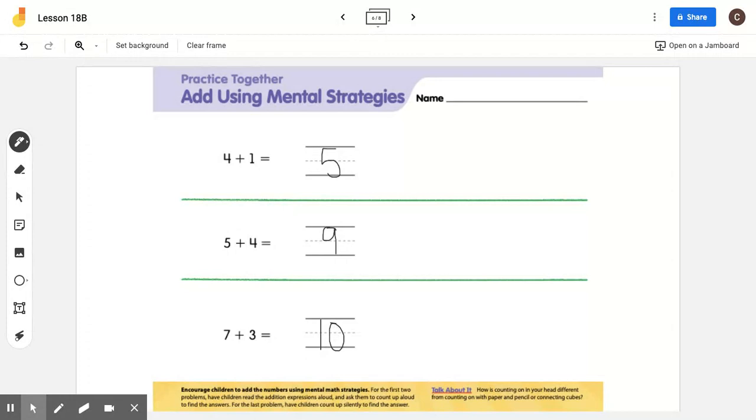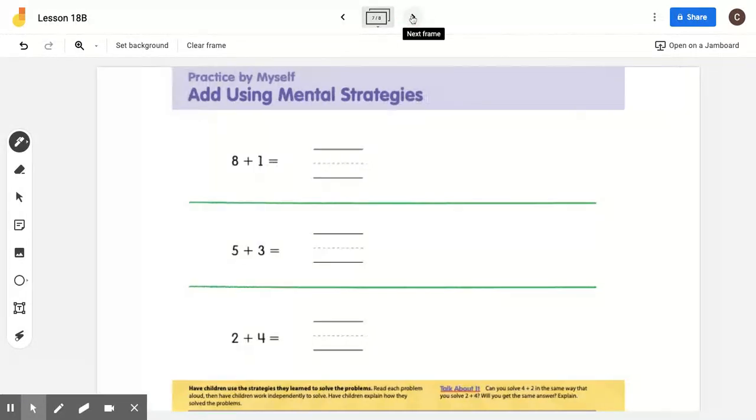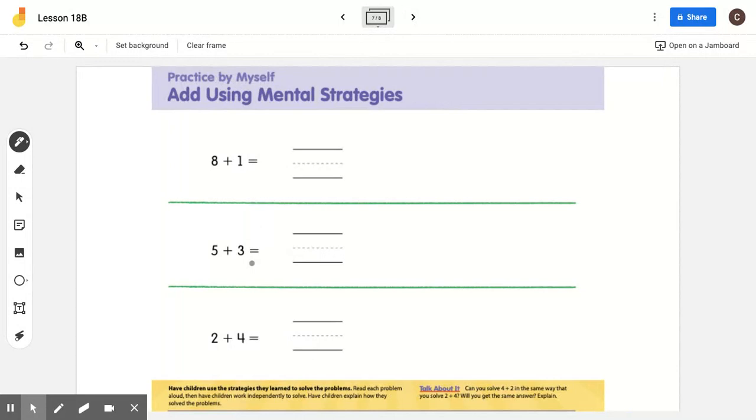So I want you to take a moment of private think time and think, how is counting on in your head different from counting on with paper and pencil or connecting cubes? Yeah, you really have to visualize it. You also have to make sure that you're seeing it in your head, and it's also probably a little bit faster. Great job. All right, we have one more set.